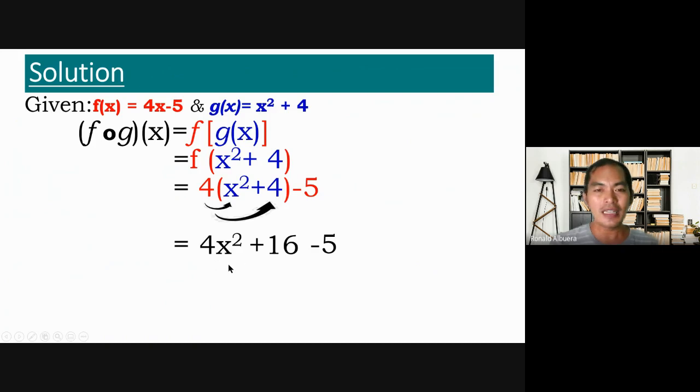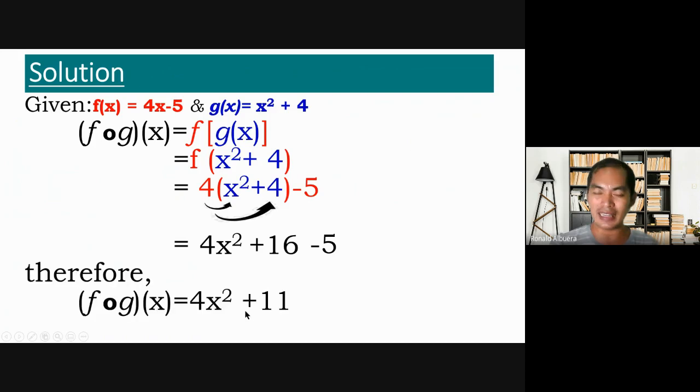Now, simplify. Ang pwede lang dito is simplify yung positive 16 and negative 5. But unlike sign, 16 minus 5 is 11. And the sign of 11 is positive. Bakit positive? 16 is bigger than 5. So we have 11. Now, our final answer, f circle g of x equals 4x squared plus 11. Tama.